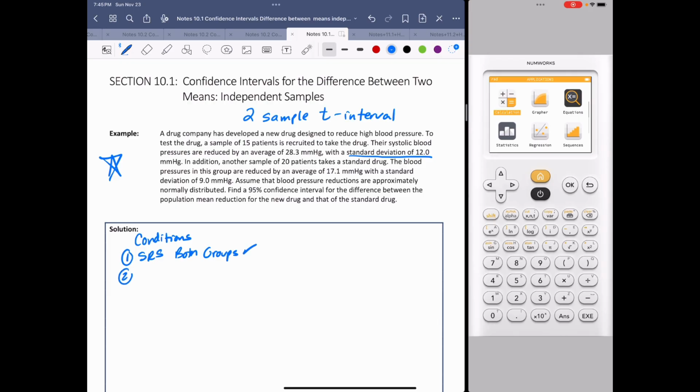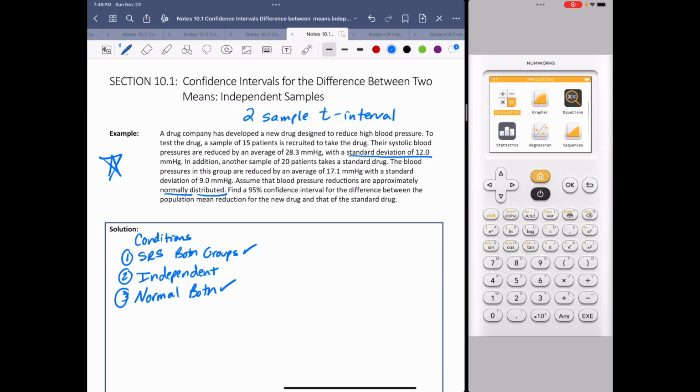They are independent, and they're independent because you did not have matched pairs. And the third one, the normal condition, it's said in the problem that they're approximately normally distributed. So I can say normal, both. Okay, and that's perfect.